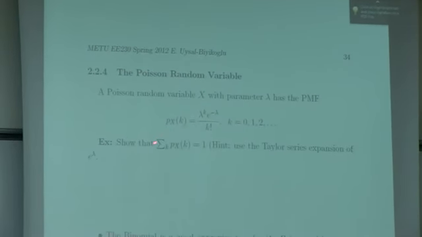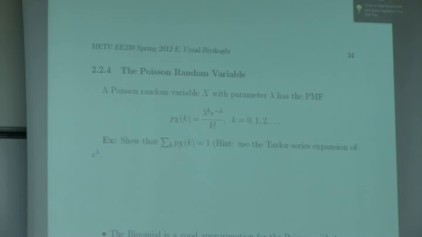P_X of k, the probability that X takes the value k, is lambda to the k, where lambda is a parameter, e to the minus lambda, divided by k factorial. So how many parameters do you think this has? Just 1. It may seem tricky, but it has just 1 parameter, lambda. So it's actually similar to the binomial when you plot it. Its PMF looks like the binomial PMF.